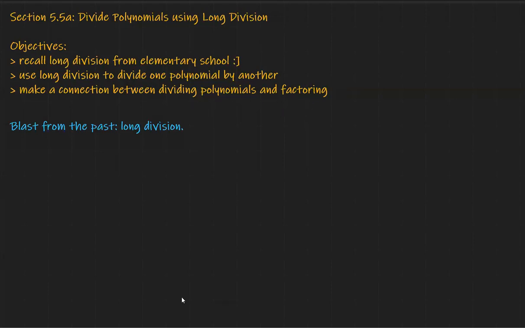All right, blast from the past time. Let's do a little bit of long division with numbers like we did back in elementary school. Let's say that I wanted to take the number 3,427 and divide it by 15. If that was my question, this is how I would set it up.